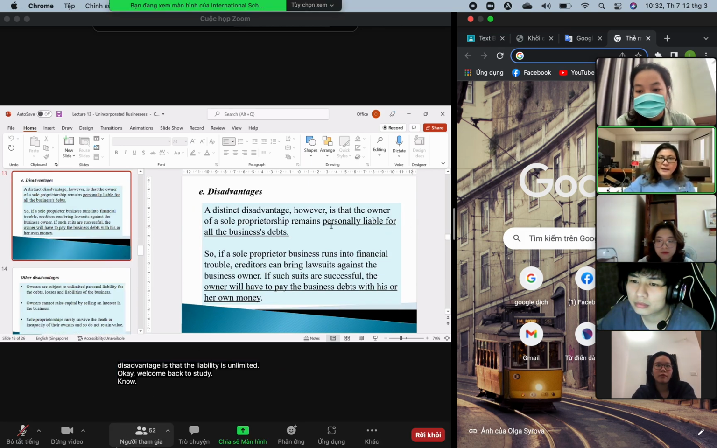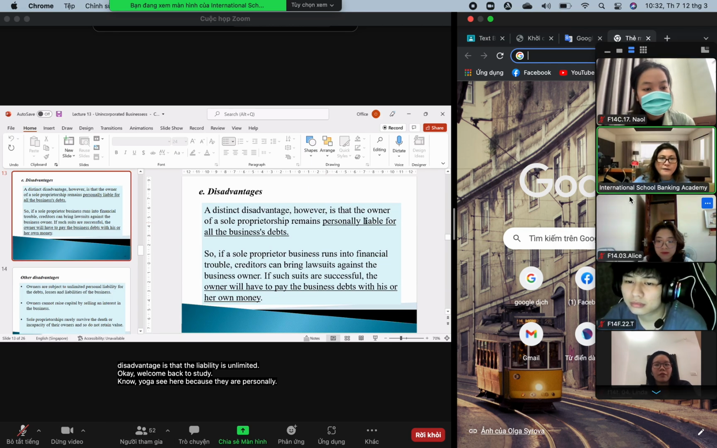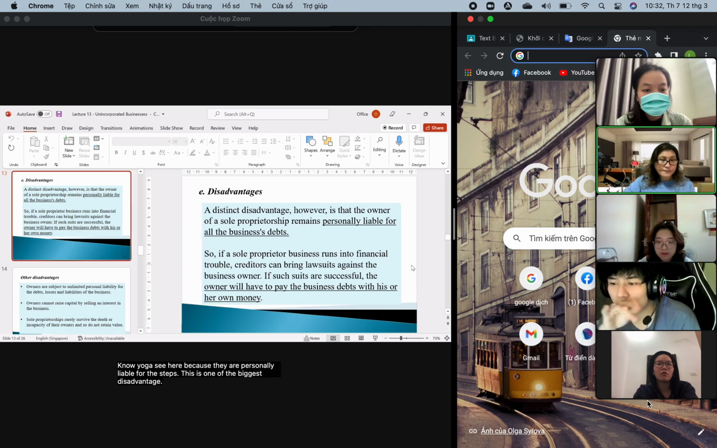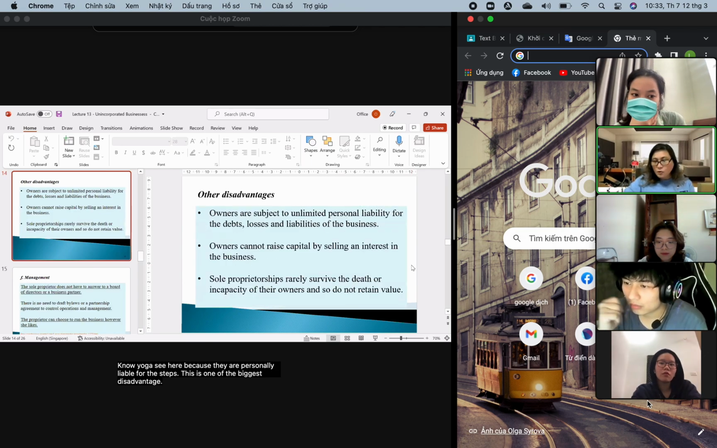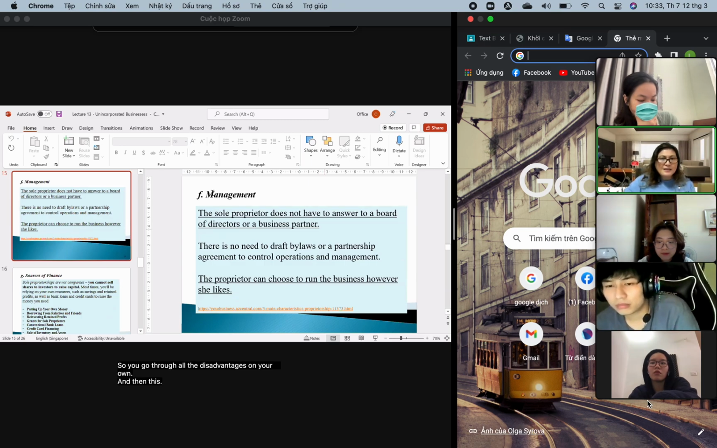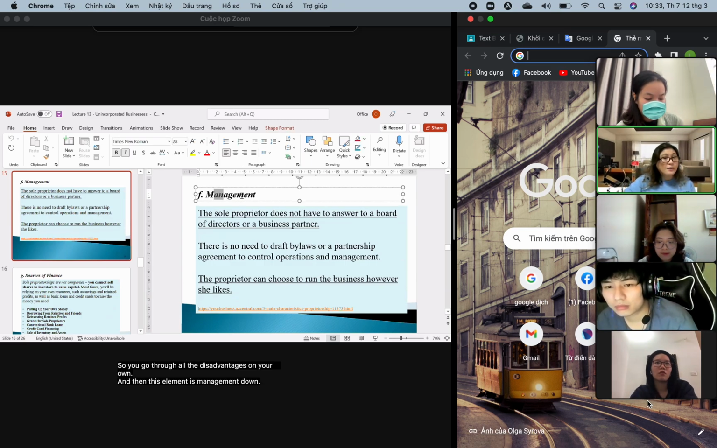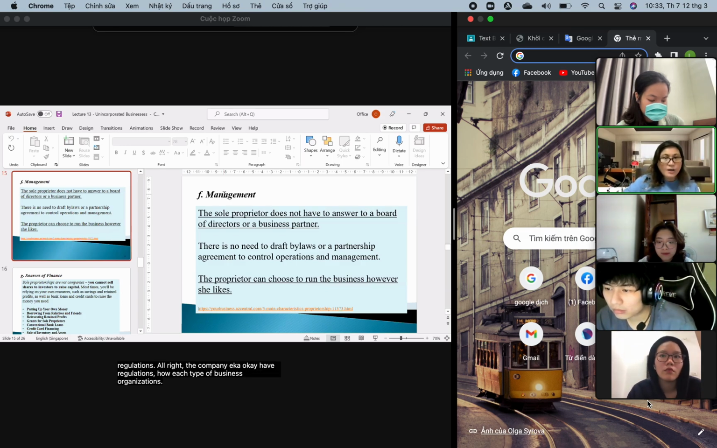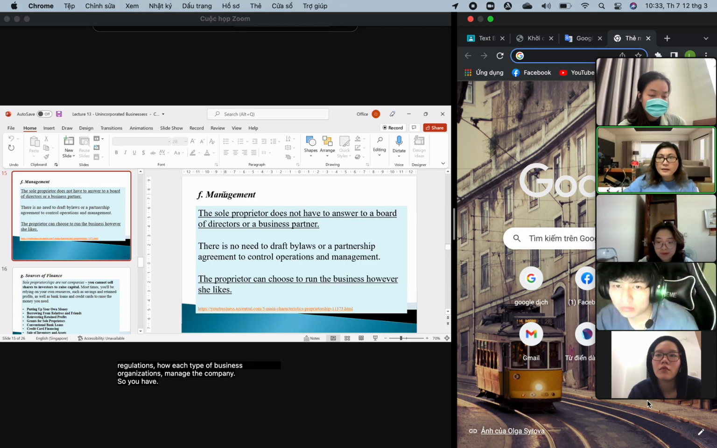Now, here you can see, they are personally liable for the business debts. This is one of the biggest disadvantages. So you go through all the disadvantages on your own. And the next element is management. There are regulations. The Companies Act has regulations on how each type of business organization manages the company. So you have to look at this.